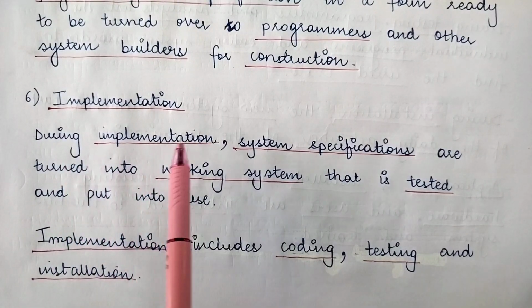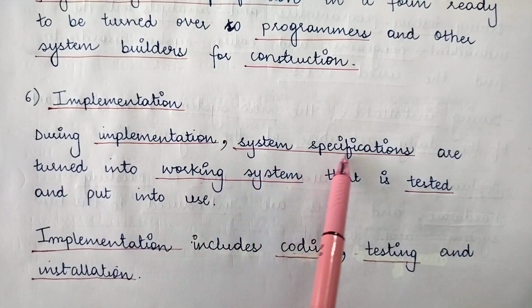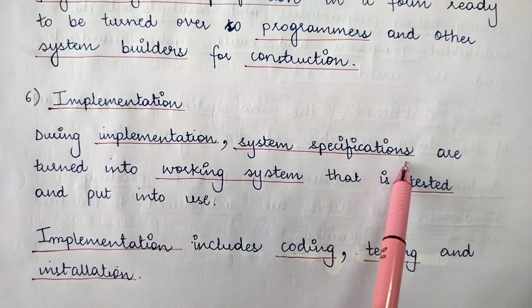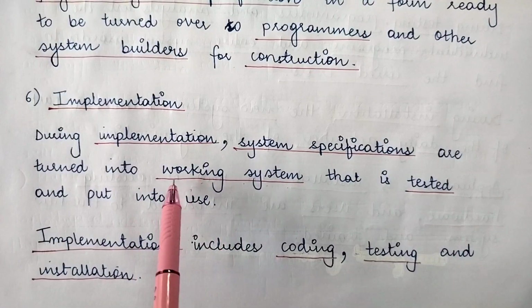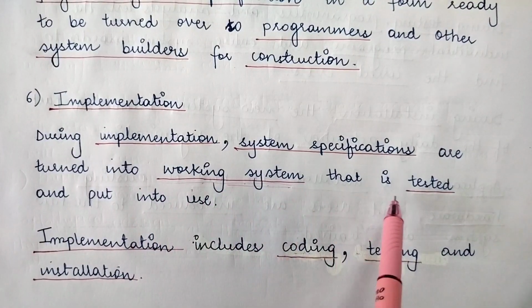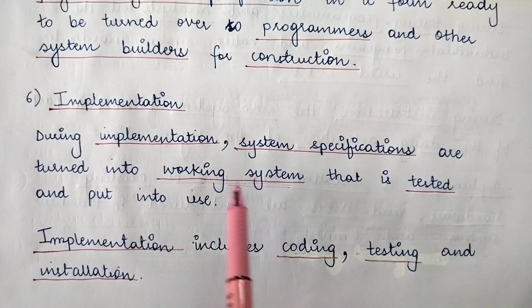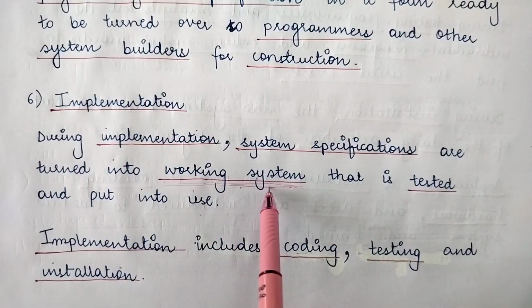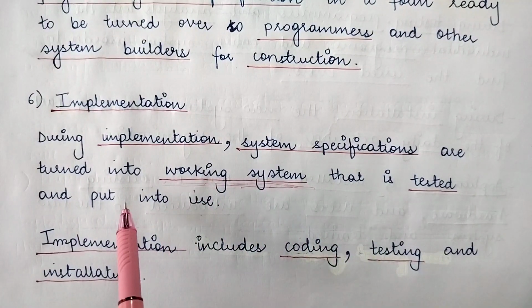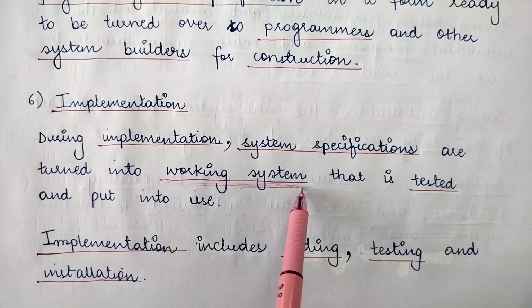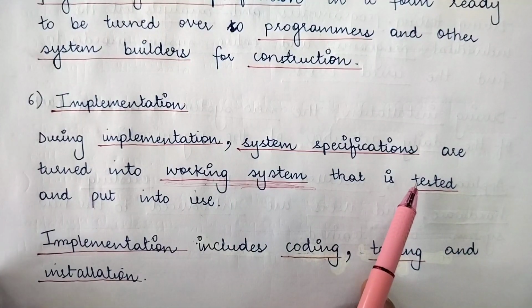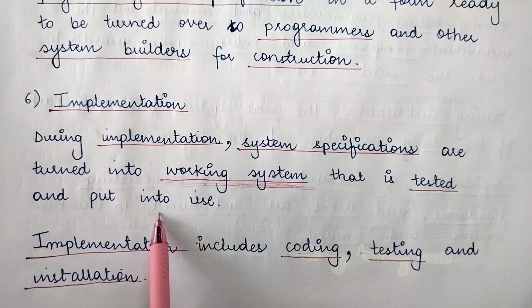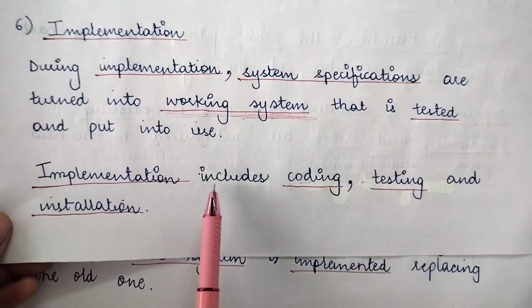So, during this implementation phase, system specifications are turned into a working system. Whatever system specifications have been provided to the programmers, they would now turn into a working system by coding it, and that is tested and put into use. So when a working system is ready, it is tested and put into use at various sub stages. Module by module testing is done by putting each module into use.